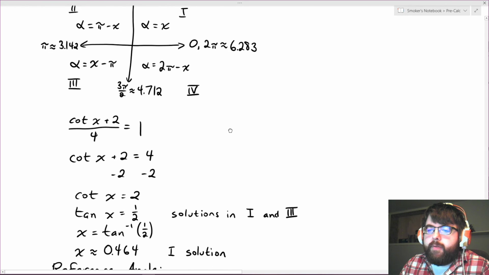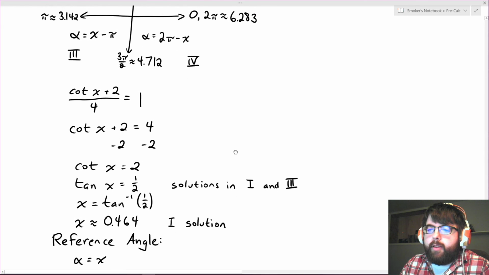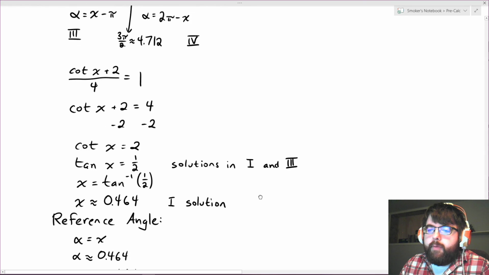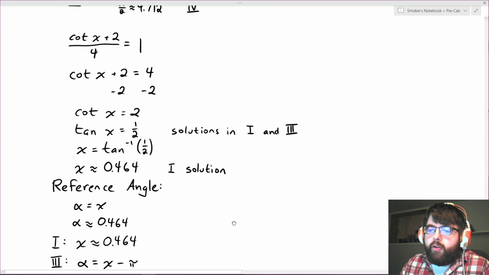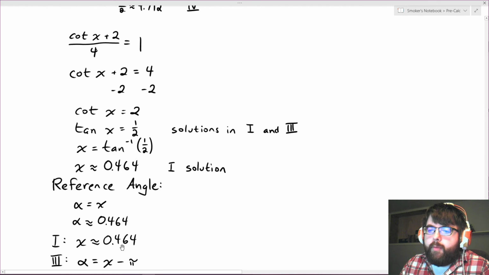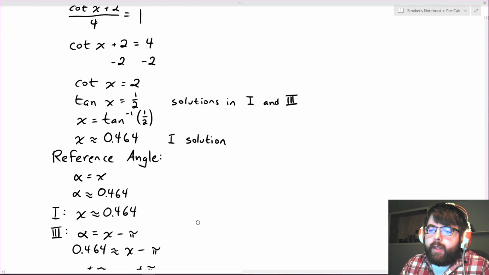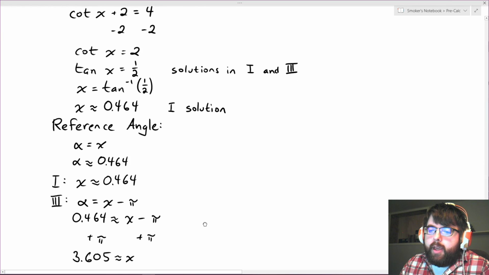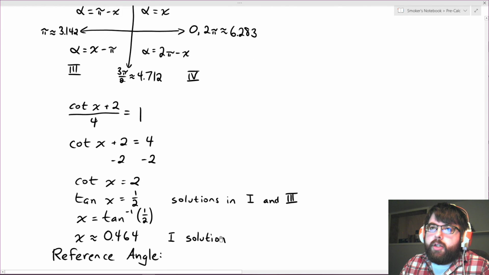Okay, first quadrant solution. So I'm going to clearly label my reference angle. My reference angle alpha is equal to x because it's a first quadrant solution. Very easy and nice. And then my solutions, I have my first quadrant, and then I have a third quadrant. I'm going to take the third quadrant reference angle. I'm plugging the value 0.464 in for the alpha, and I'm solving this for x. Okay, I'm going to add pi to both sides, and you get 3.605, which should be between 3.1 and 4.7.